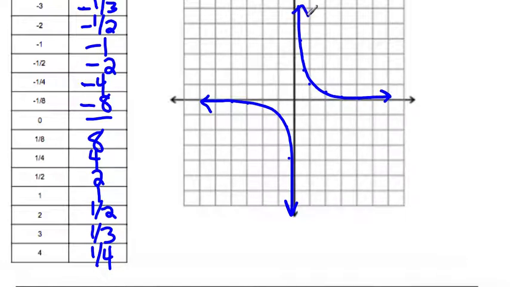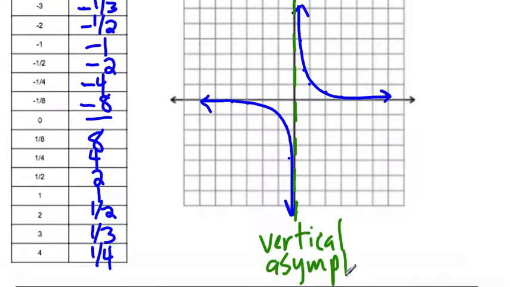Okay. So a couple of key terms. This should look familiar because you did it in Algebra 1. But notice there is nothing here. We could not plug in 0. So we call this a vertical asymptote.